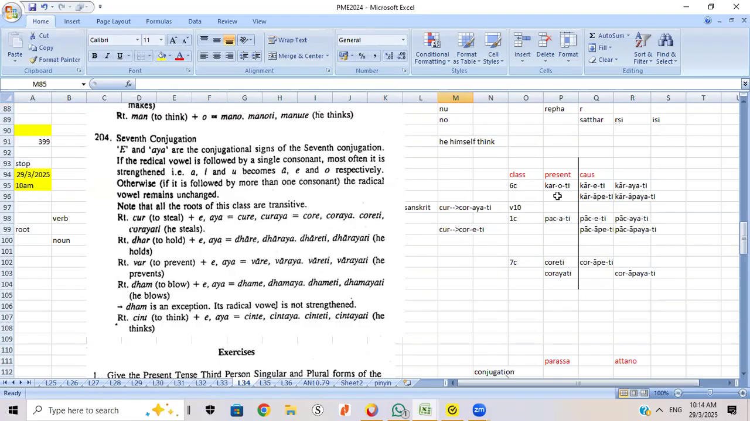Now if you look here, let's say we take chur, which is the root. When you put the suffixes aya and a, there are only these two, aya and a. The seventh conjugation will take these. This is the seventh conjugation. Let me draw a line so that this one could be shown.